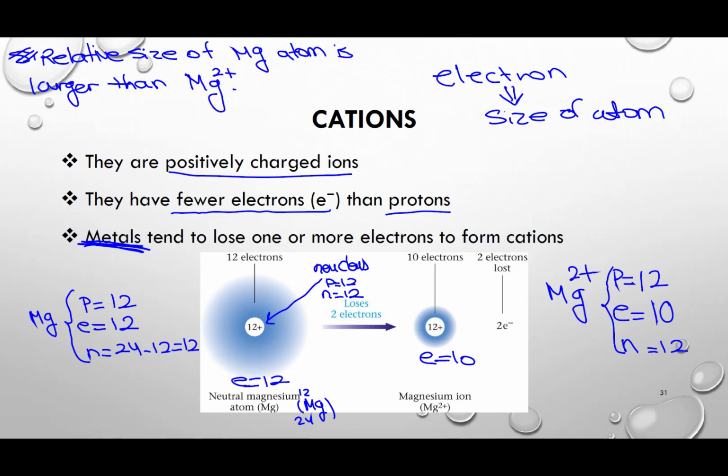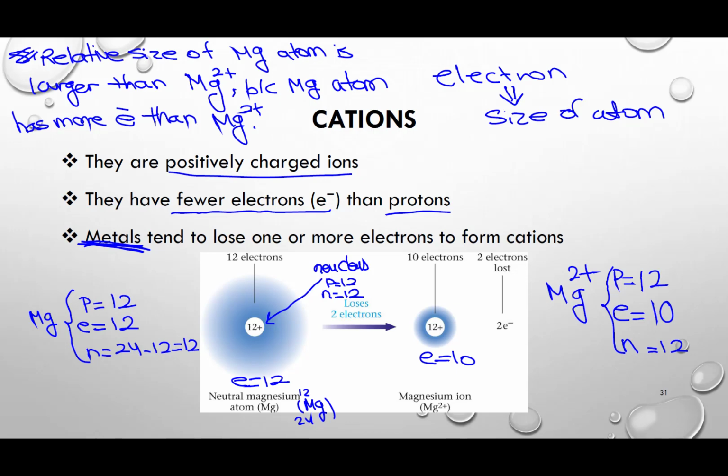Okay, because magnesium atom has more electrons than magnesium ion. Magnesium ion has 10, magnesium atom has 12.